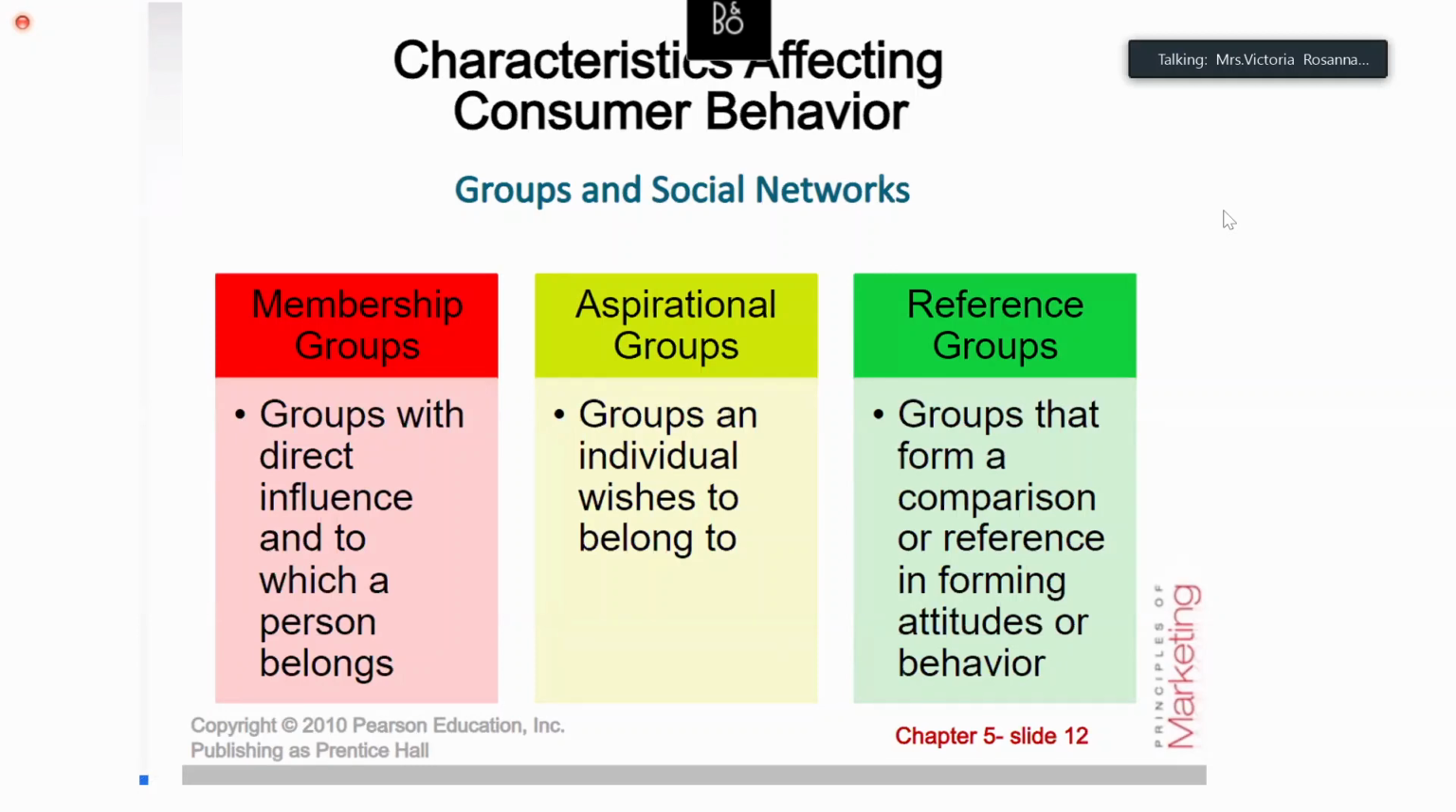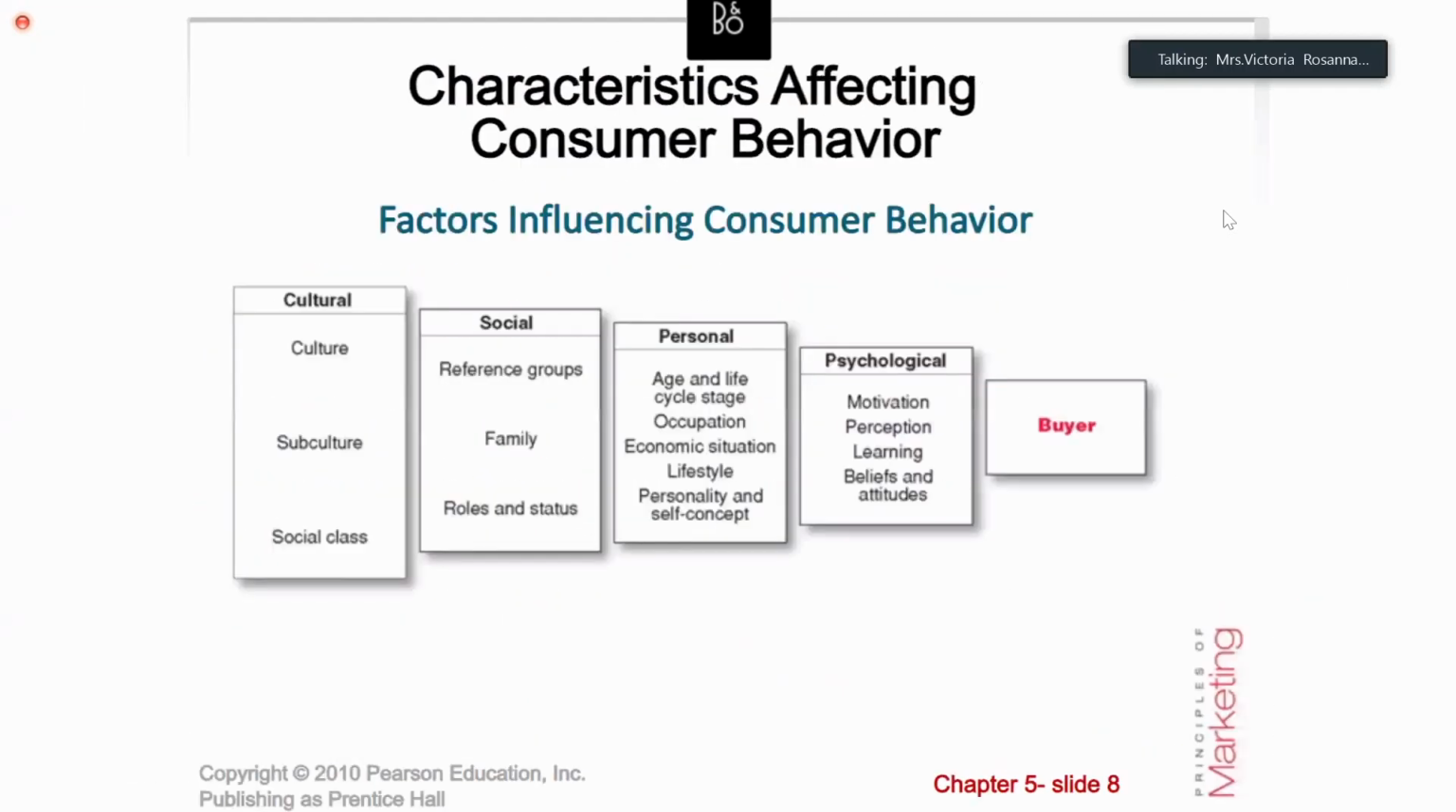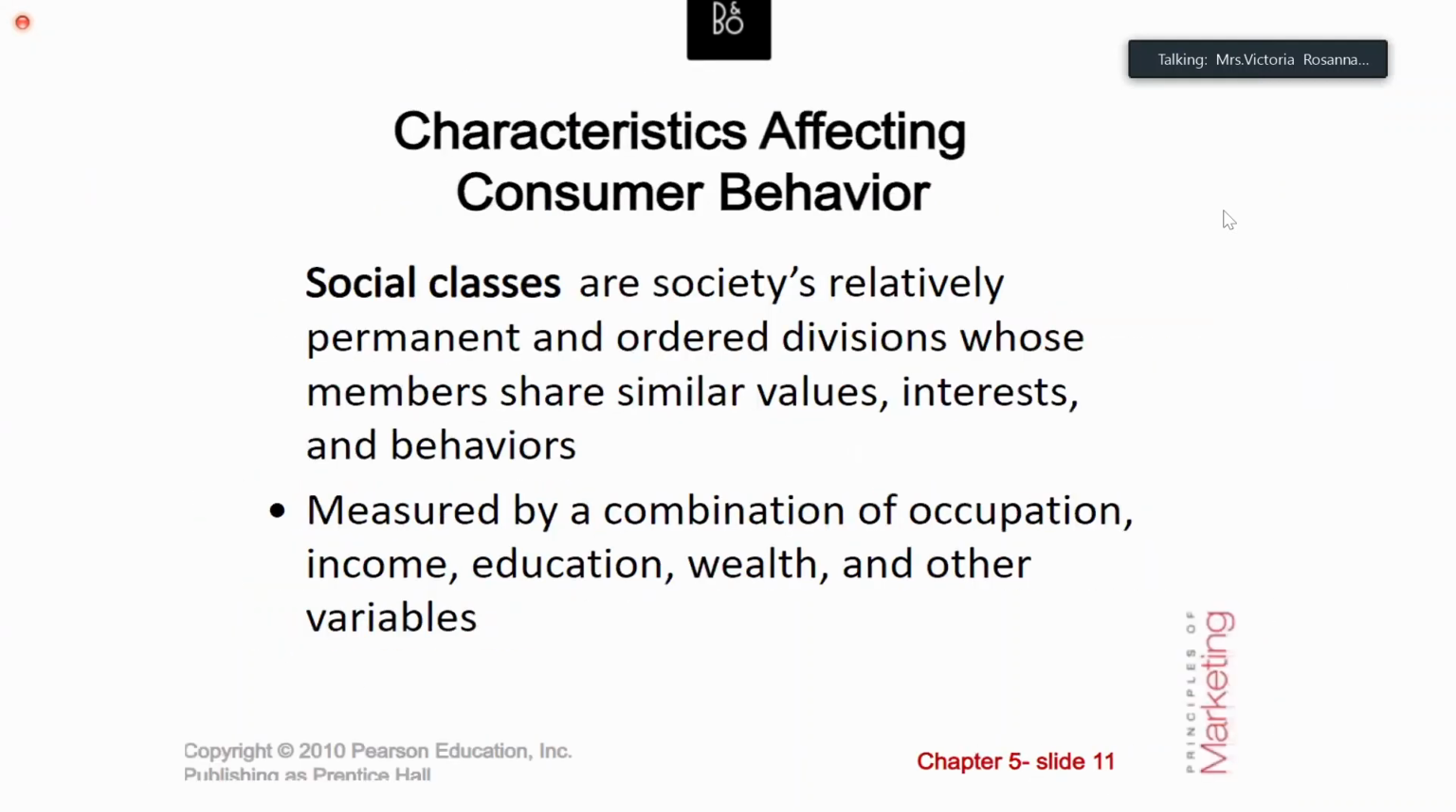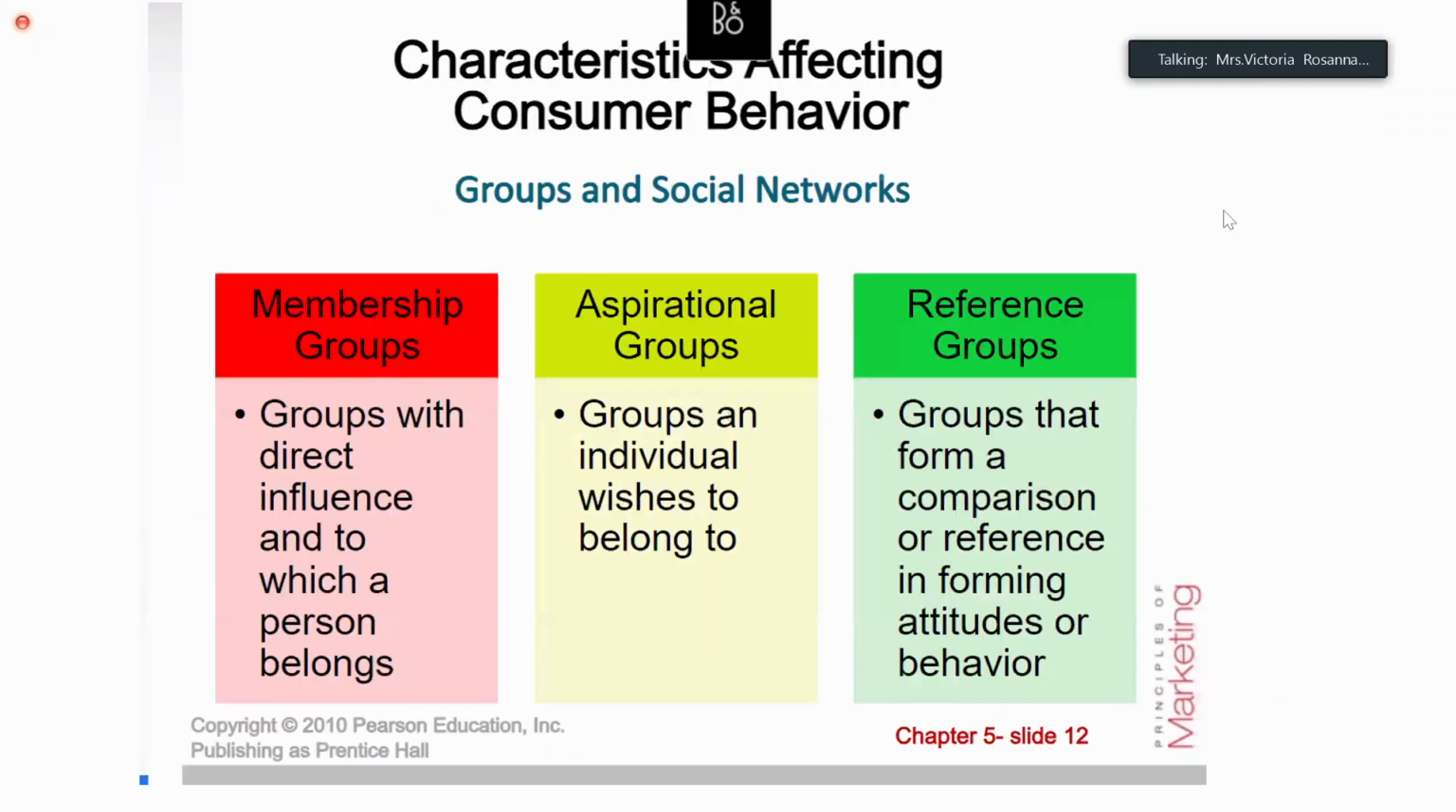And of course the second one is the grouping, right? So we may have the groups and the social networks. There are membership groups, aspirational groups, and also reference groups. Now, membership groups of course have a direct influence, for the reason that we belong to them. We are the members, right?